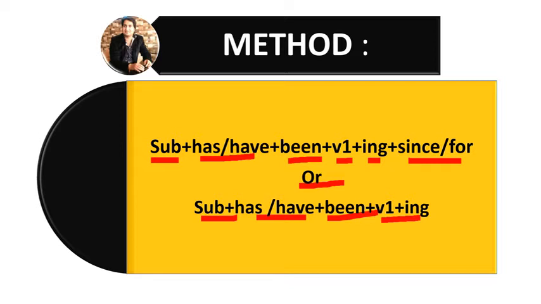For example, when I say I am going, it means simply I am going. I have no concern with the time. But when I say I have been going for 2 hours, there is a clear-cut indication about the time: the action started in the past, but the action is still not completed.